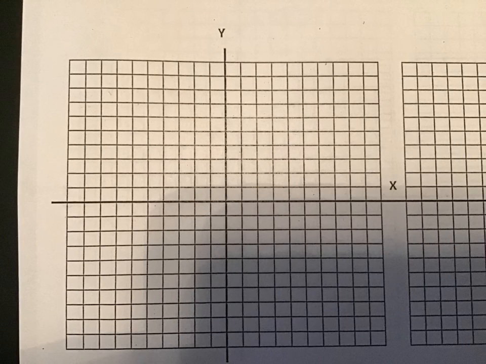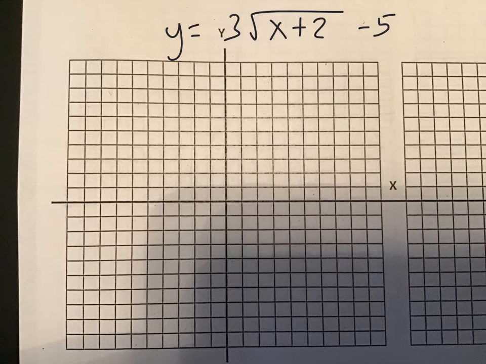Let's try one more. Let's go y equals 3 times, now we're going to triple our pattern, the square root of x plus 2 and minus 5. So what does this mean? Well, again, we're going to have to triple our pattern.